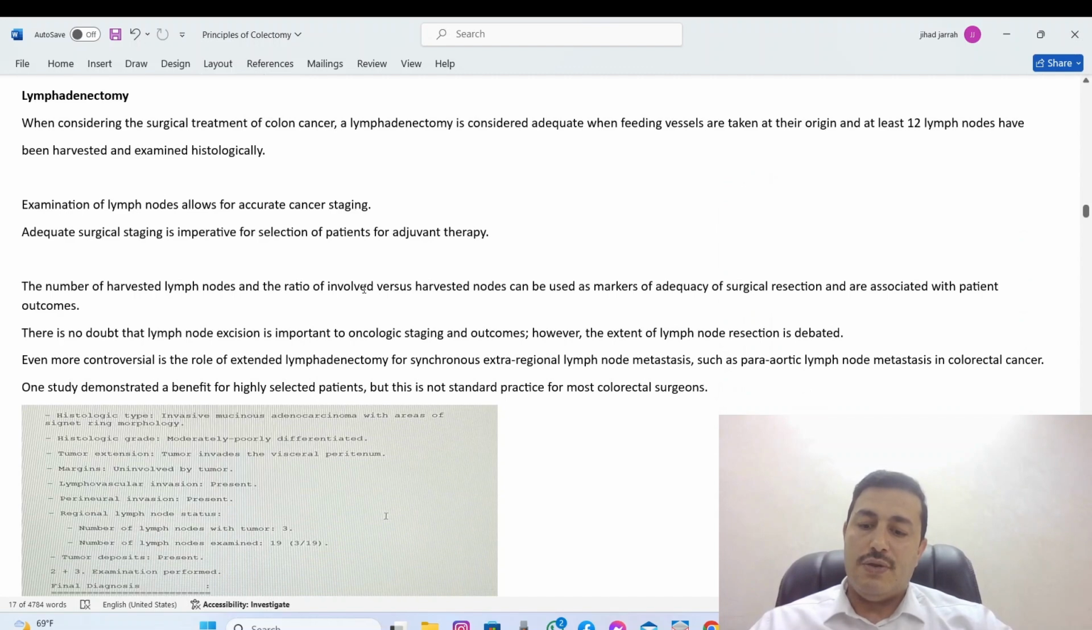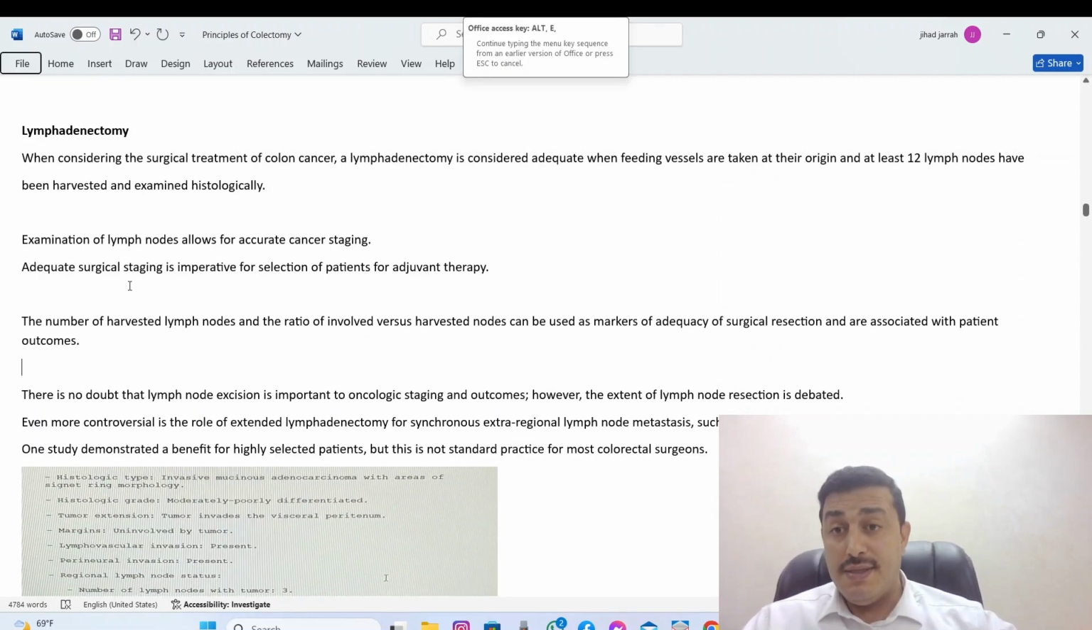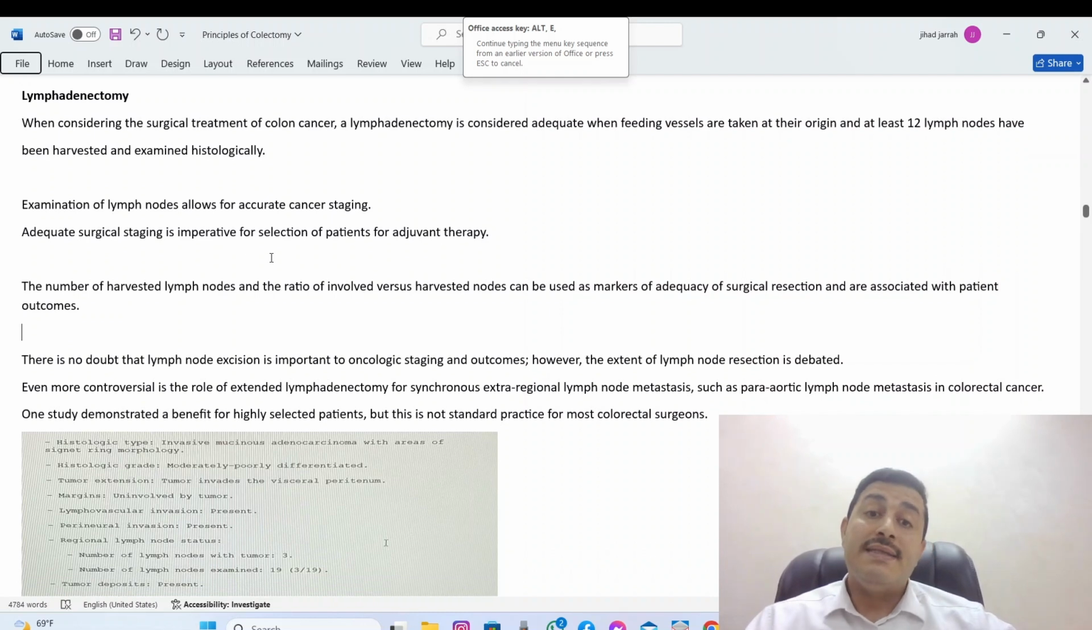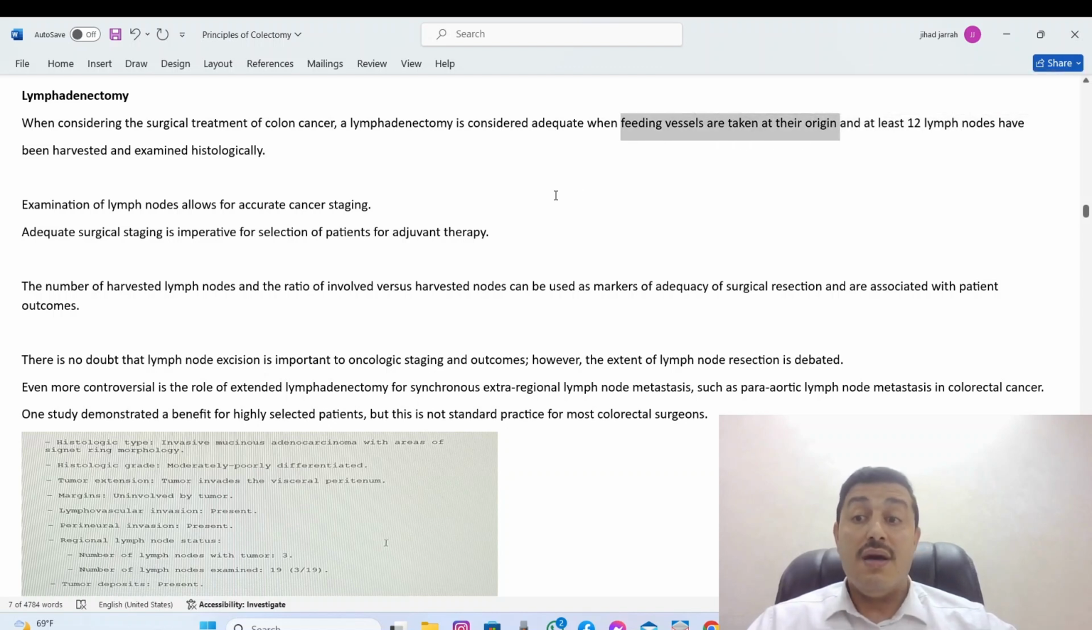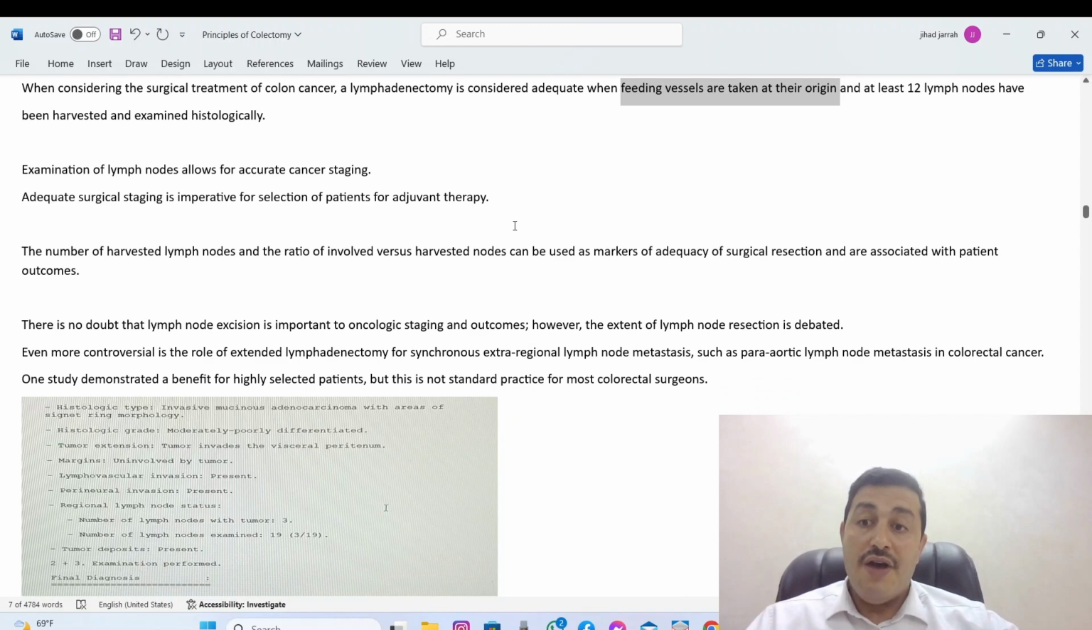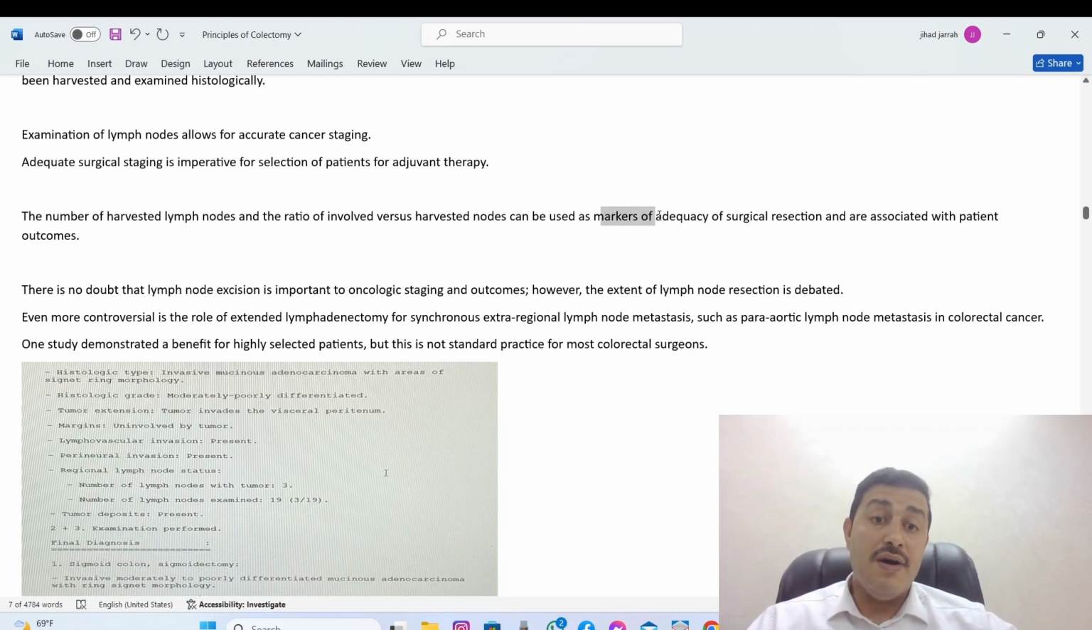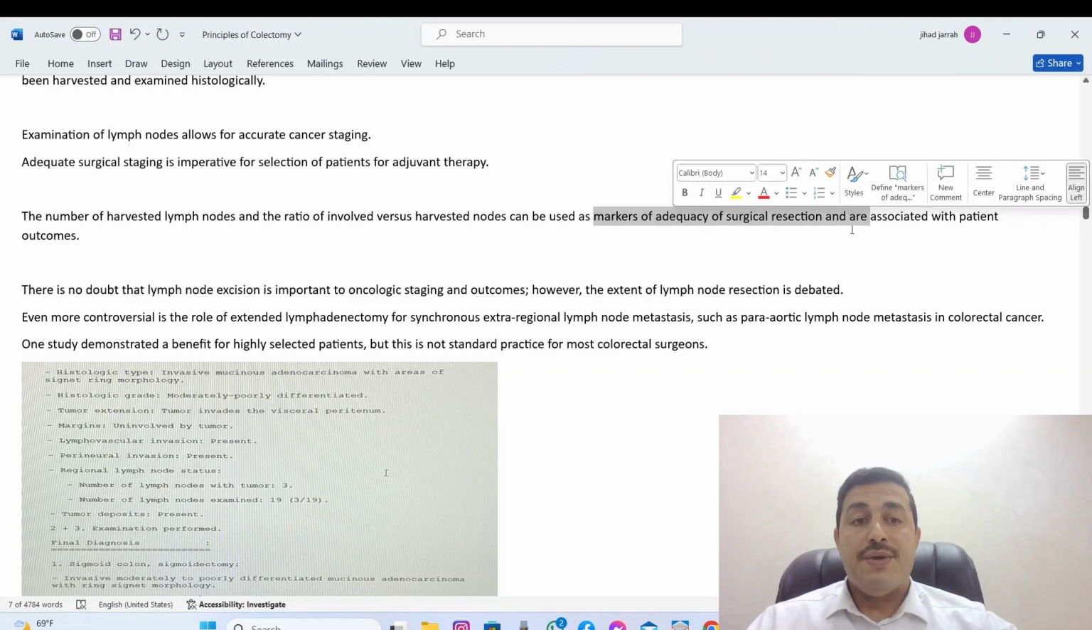colectomy. Lymphadenectomy. Another important principle is lymphadenectomy, and as you see here, we need at least 12 lymph nodes to be harvested and examined, plus removing the vessel from its origin. Actually, there is a ratio involved, involved lymph nodes to harvested lymph nodes, and it's associated with the patient's outcome, and it's a marker of the adequacy of the resection.